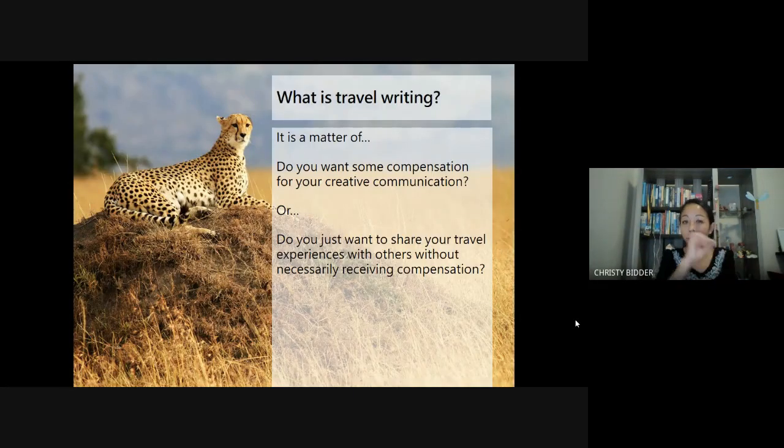To answer those questions, one of the most important factors is money. Do you want to get paid for your writing works? Or you don't mind, you don't care about money because all you care is sharing your travel experiences? Well, if you can have both, that would be the best. But if you have to choose between the options, what will be your choice?